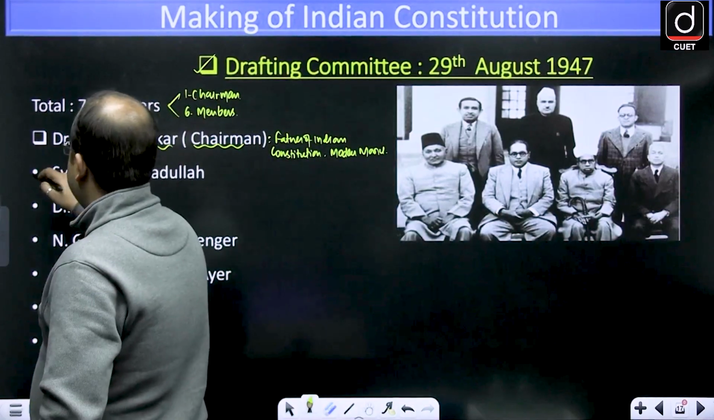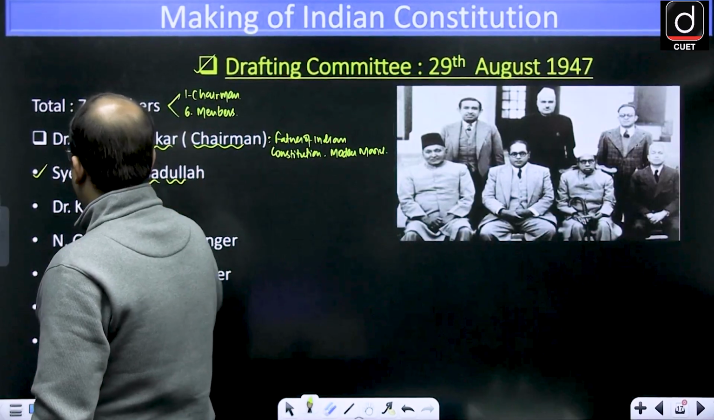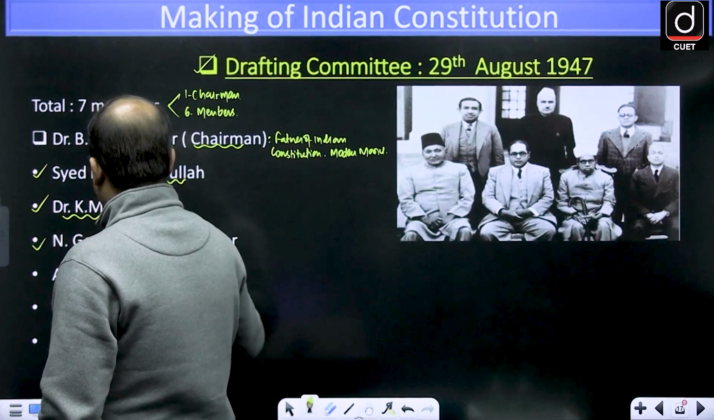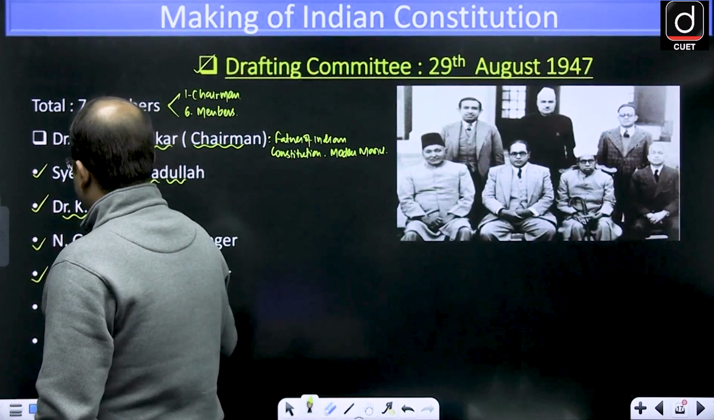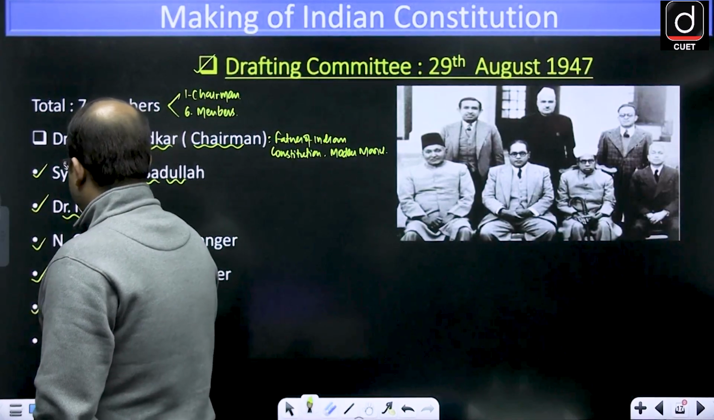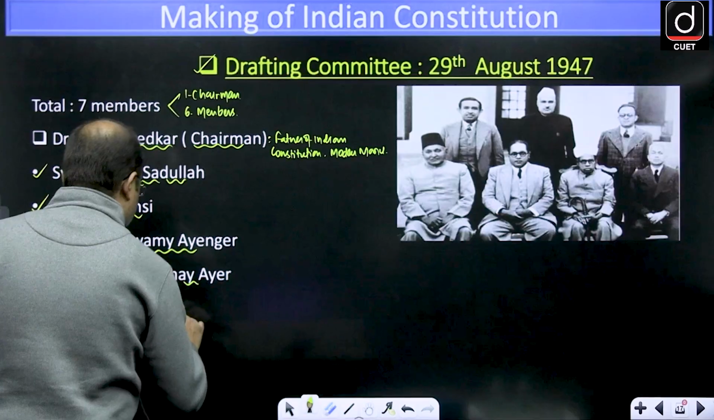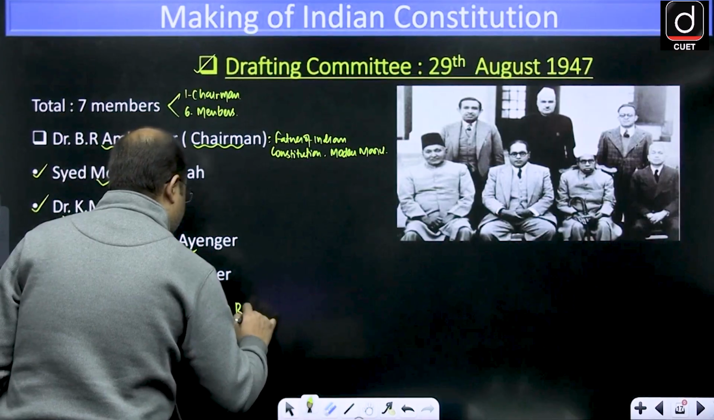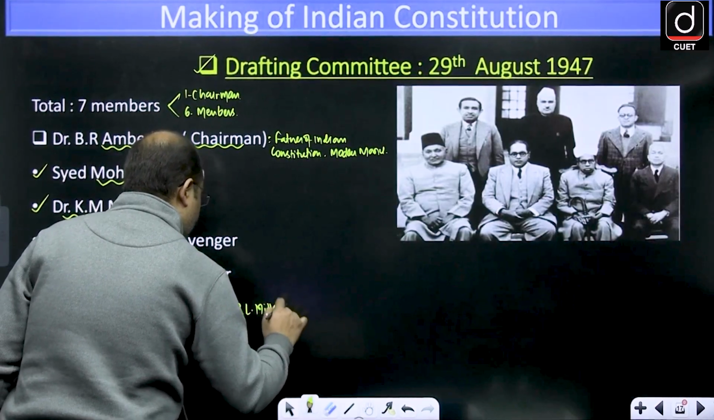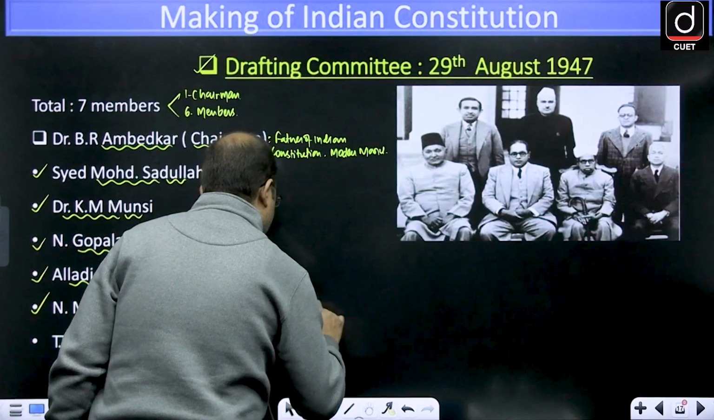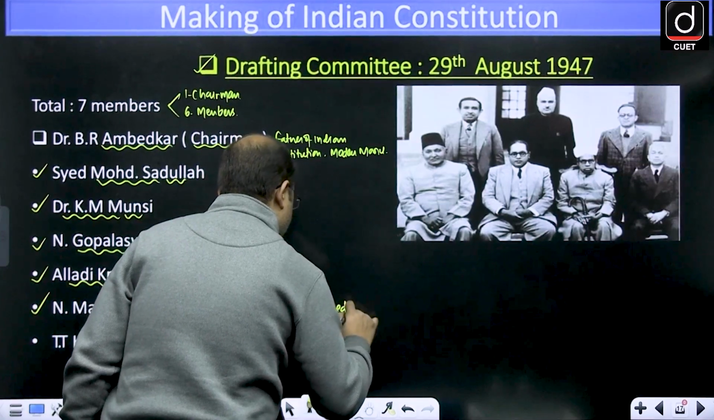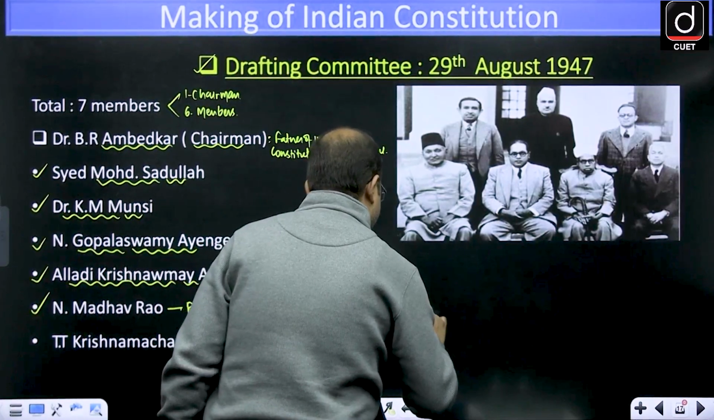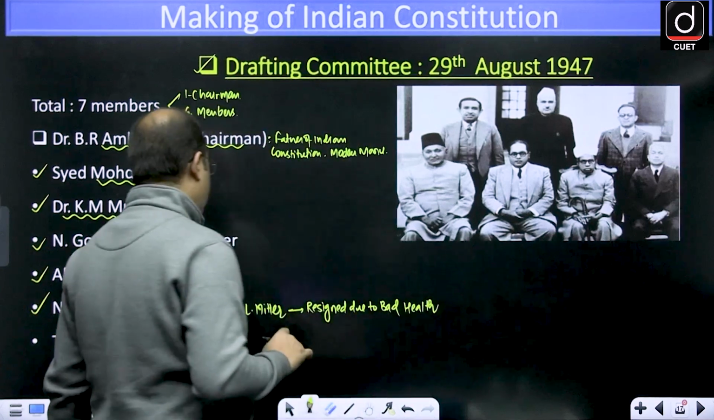Next are the members. First is Syed Muhammad Sadullah. Next we have Dr. K.M. Munshi. Next is N. Gopalaswami Iyengar. Next is Alladi Krishnaswami Iyer. Next is N. Madhav Rao. Guys, he was a replacement and he replaced B.L. Mitter. And B.L. Mitter resigned due to bad health.